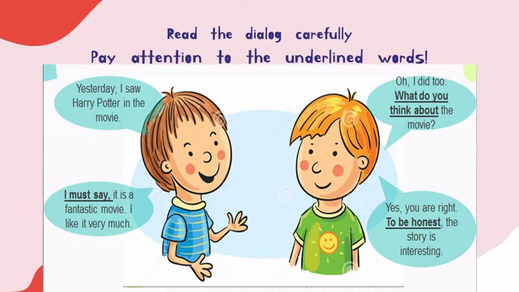After you read the dialogue before, how many underlined words do you see? There are three. The first one is, what do you think about? Second, I must say, and the last is to be honest. Well, if you want to ask someone's opinion, you can say what do you think about, and if you want to give your opinion, you can say I must say or to be honest.